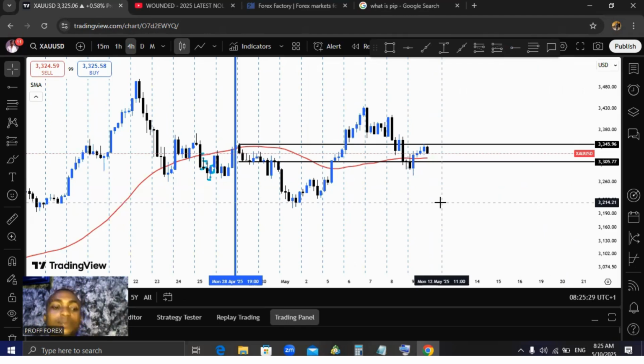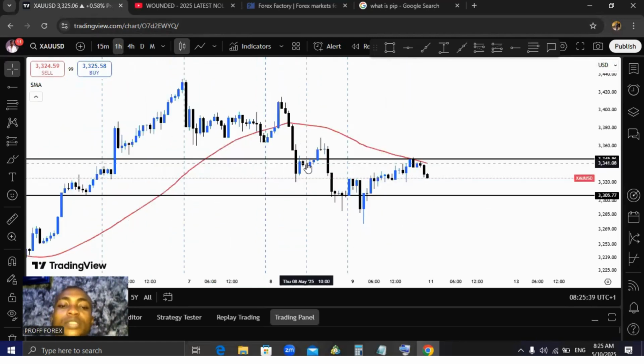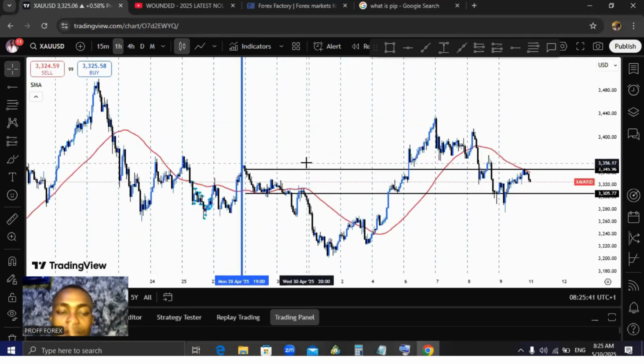So what do I get here? I have seen my high and low of the week. After I get this high and low of the week, I go to the 1 hour time frame to determine the overall trend of the market.